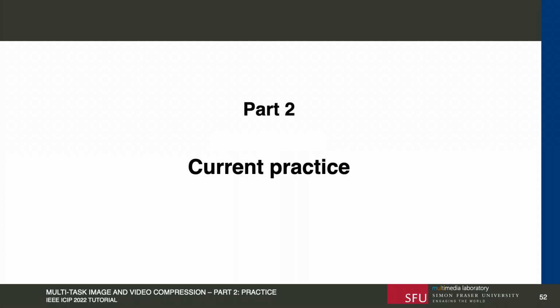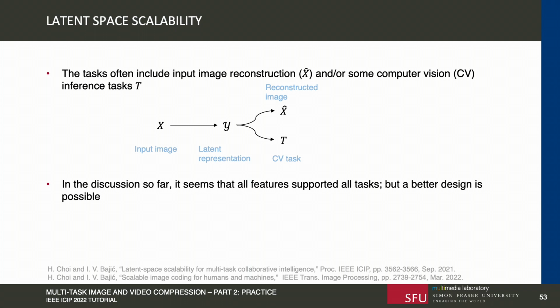So in the next part of the tutorial, we are going to look at the current practice, or perhaps more appropriately, the current research on the topic of multitask image and video compression. Most of the multitask compression systems that we're going to look at will include input reconstruction as the default task, and then one more computer vision task. And in some cases, we will have more than one computer vision task. So let's look at this situation.